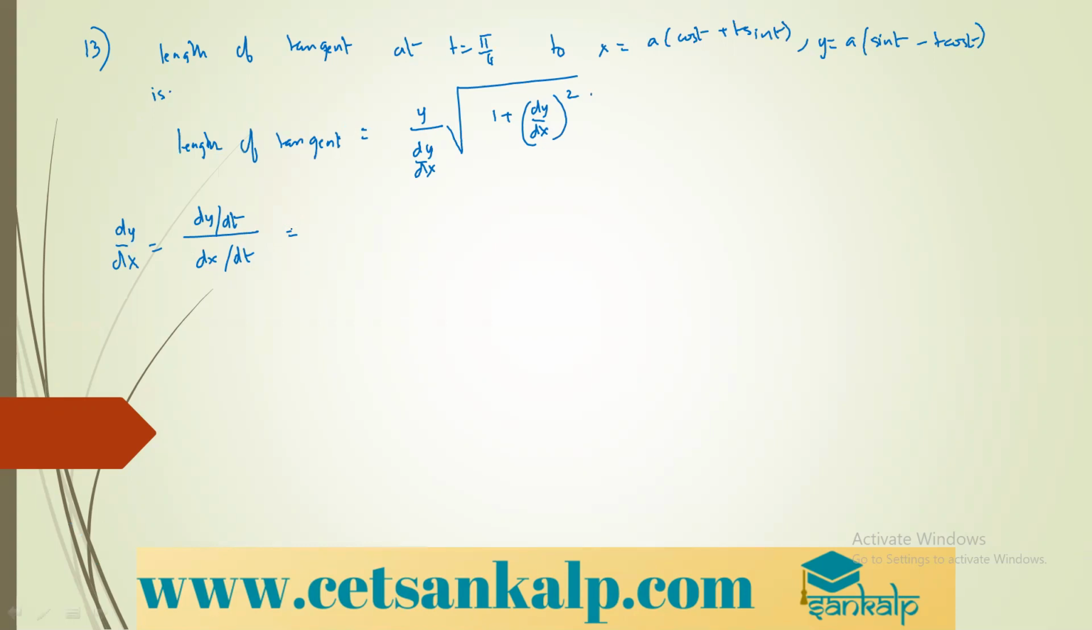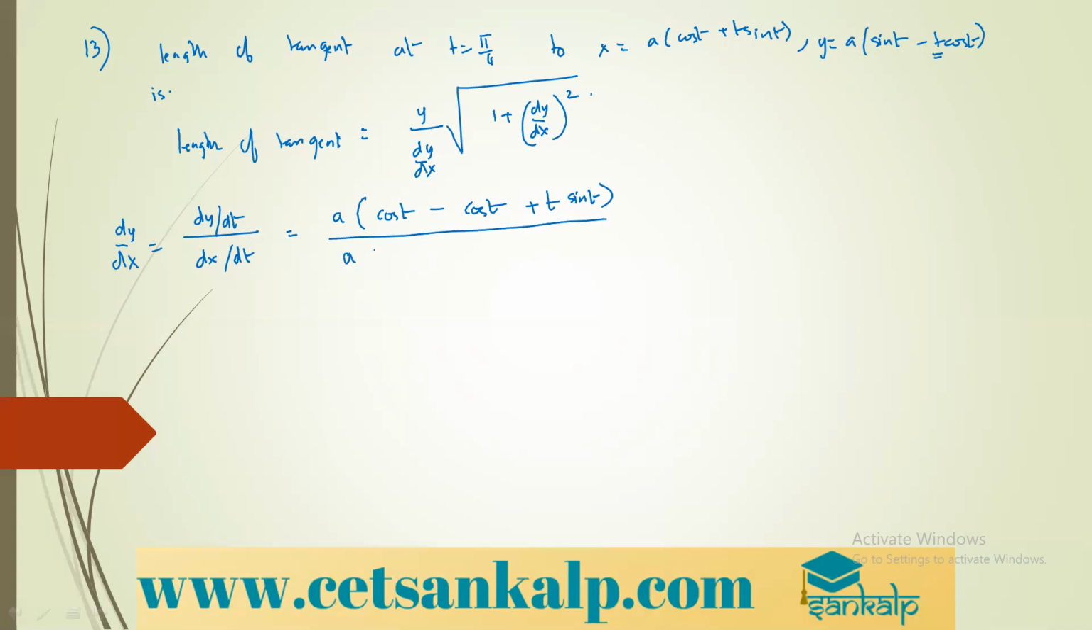dy by dt, a is a constant, derivative of sin t is cos t minus, you can use the product rule. Derivative of t is 1, cos t, minus t will be the same. Derivative of cos t is minus sin t.